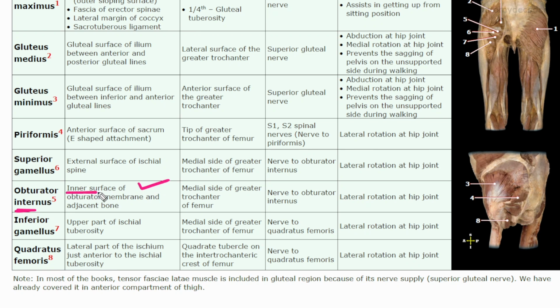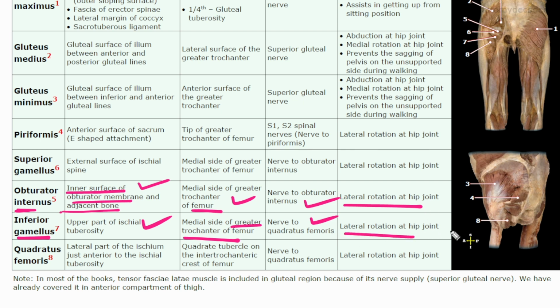Okay, so it is the inner surface of the obturator membrane and the adjacent bone, and insertion is on the medial side of the greater trochanter. Then nerve is nerve to obturator internus, and action is lateral rotation. Okay, then inferior gemellus arises from the upper part of ischial tuberosity. Insertion is again on the medial side of greater trochanter. Nerve is nerve to quadratus femoris. Action is lateral rotation at the hip joint.